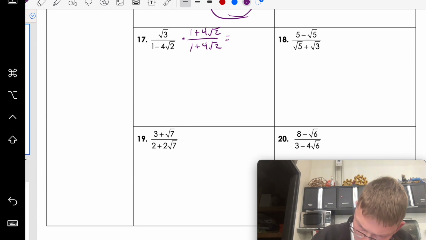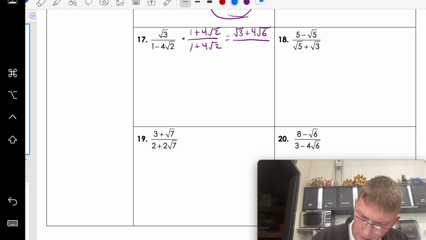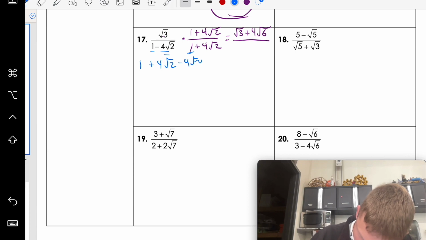So the top, which is going to be a little bit easier, square root of 3 plus 4 times square root of 3 times 2, which is square root of 6. So now we're going to come down here. Again, I'm still not that great with my pattern, so I'm going to do 1 times 1 is 1. 1 times that is positive 4 square root of 2. This times that is negative 4 square root of 2. This times that is negative 4 times 4 is 16. Square root of 2 times square root of 2 is times 2.